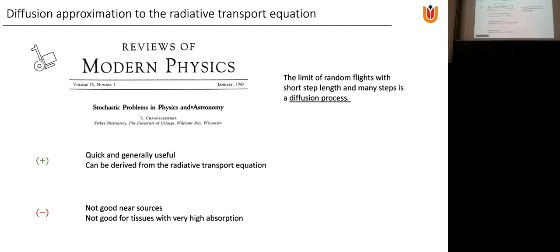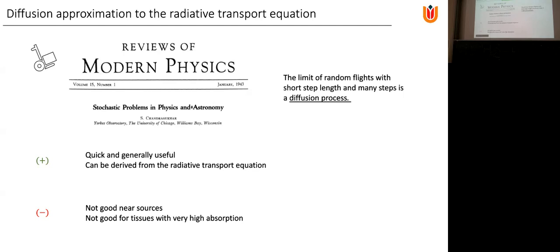The fix is quite old, a Reviews of Modern Physics paper from 1943, where it is shown that if you take this light traveling along these beams, taking random flights just as in Monte Carlo, in the limit where the step sizes become very small, and in the limit where you have many steps in your trajectories, then you can describe this as a diffusion process, diffusion of optical energy. Which is good because the diffusion calculation is quick. You can derive it directly from the radiative transport equation. More on that a little bit later.